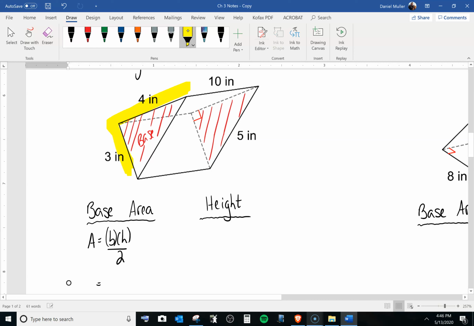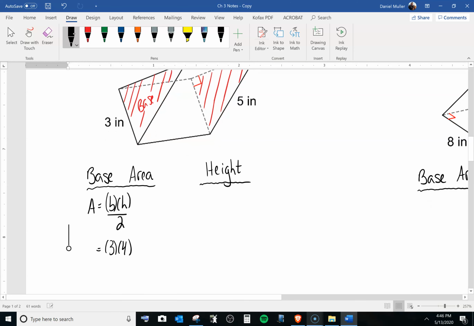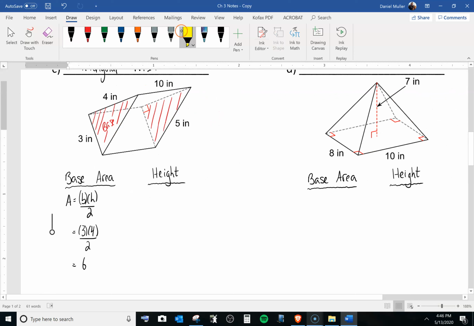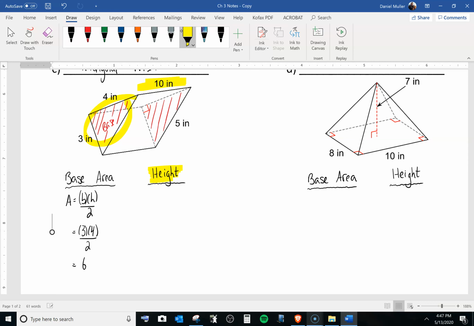So 3 times 4, and then divided by 2. 3 times 4 is 12. 12 divided by 2 is 6. So that's what our base is. And then how tall is this thing? What is our height? So here's our base, and we go up 10 inches. So our height is 10.